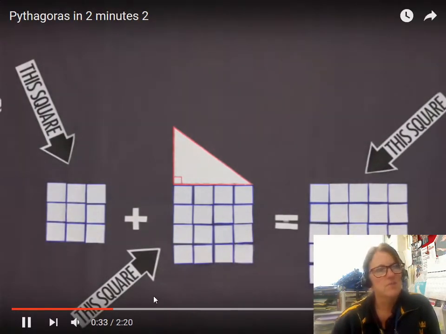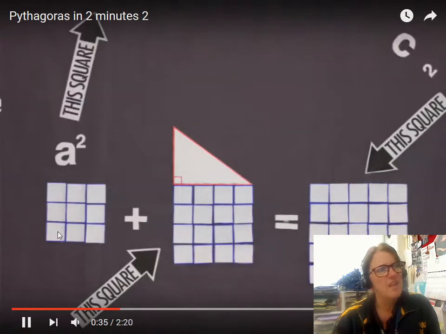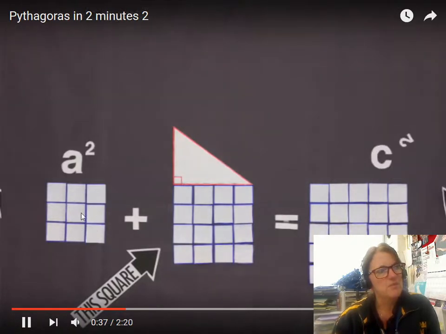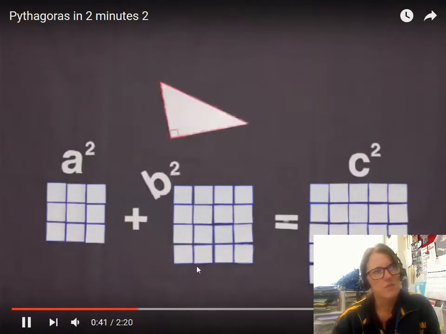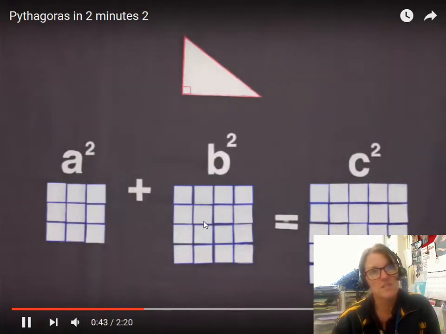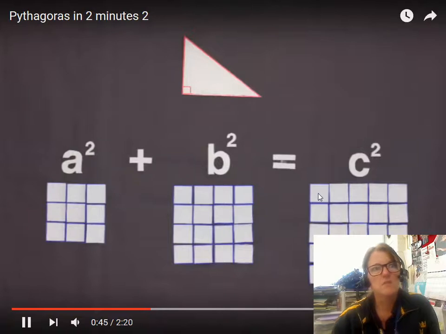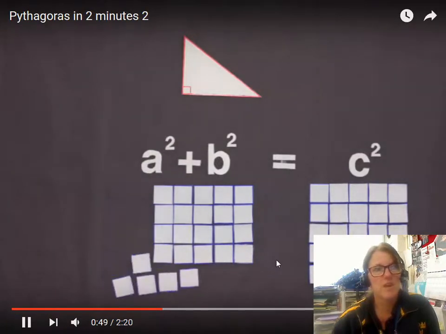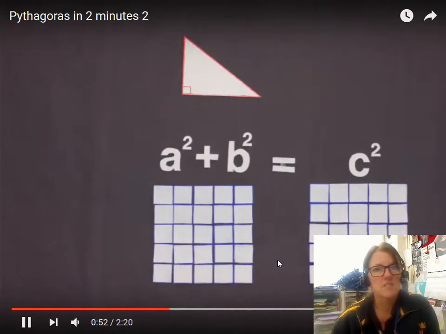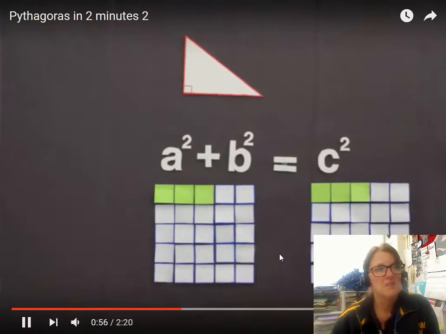Now, here's what they're doing. The 3x3, which was 3 squared, or 9, plus this one, which was 4x4, or 4 squared, 16, equals this 5x5 one, which was 25. 9 plus 16 is 25. They'll do some cool graphics here to illustrate that's true.